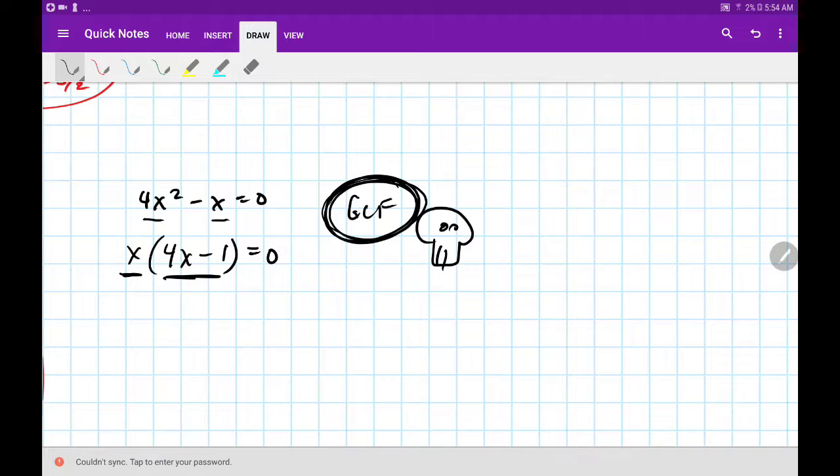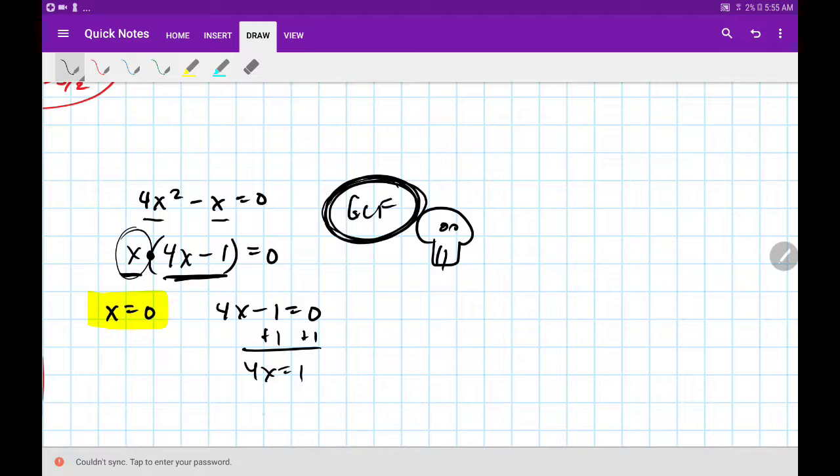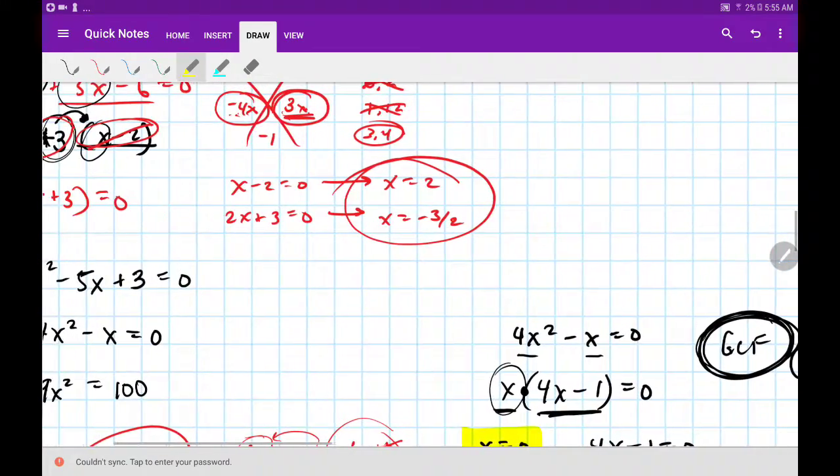So set each factor equal to 0. Remember, this x all by itself out here, it is a factor. It's just a piece that multiplies. So you have to set that equal to 0. You can't ignore it. So if x equals 0, that's already solved. That is one of my answers. The other answer is going to be x equals 1 over 4. Okay. Good job if you got it right.